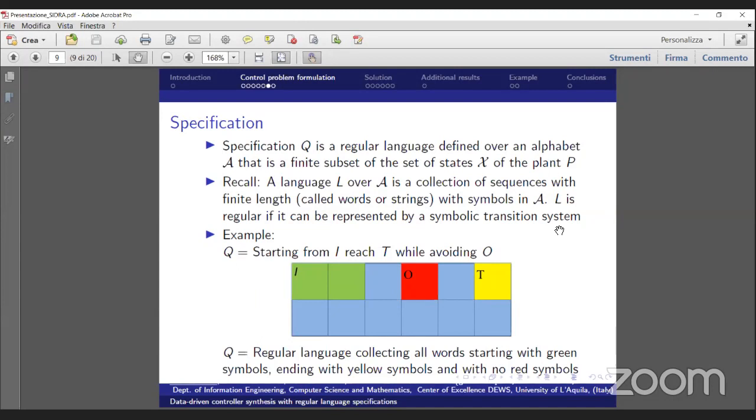I recall that a regular language is just a language that can be represented by means of a symbolic transition system. A symbolic transition system, I recall, is just a transition system with a finite set of states and a finite set of inputs. Here I'm also going to give a very classical example in the context of cyber-physical systems. That is a classical reach-avoid specification, in the sense that I want to start from a set of initial states, I want to reach my target set T, and in doing this, I want to avoid an obstacle that is denoted by capital O.